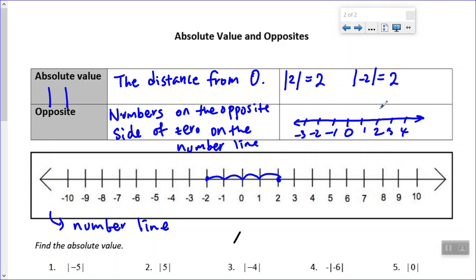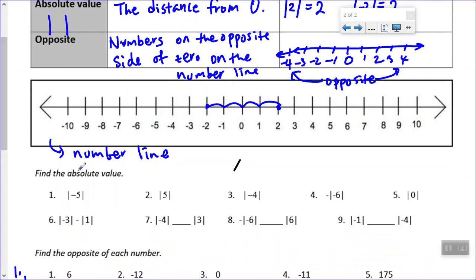So let's say if we have a 4, and I'll put also negative 4 here. So 4 and negative 4 is opposite. 4 is on the other side of negative 4, right? And then 3 and negative 3, they're opposites. 2 and negative 2 are opposites. 1 and negative 1, they are also opposites. So basically it's the same number with different signs.